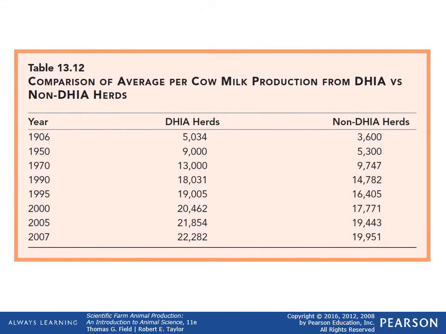Here's a historic look. If you go back to 1906, DHI herds had an average of 5,000 pounds of milk, non-DHI herds about 3,600. Fast forward to about 1990, DHI herds tested their cows at an average of about 18,000 pounds of milk, non-DHI herds about 14,000 pounds. So still quite a lot of advantage. Go all the way to 2007, and there's still a 3,000, or now 2,500 pound advantage to a DHI herd, simply because they have more genetic data from which to make decisions.